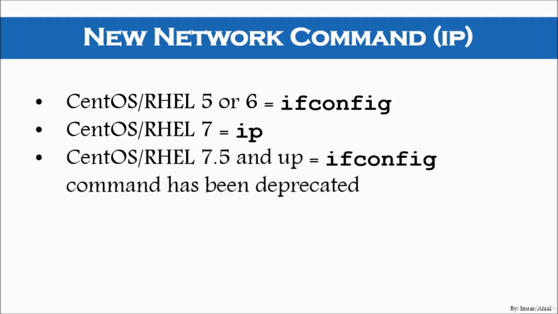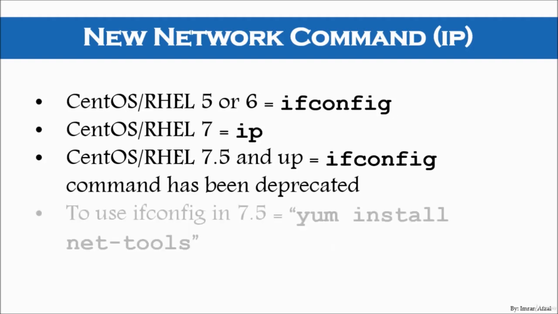So in 7.5 and up, the ifconfig command has been deprecated. So if you are at this point downloading and installing Red Hat 7.5 or CentOS 7.5, you will not have the ifconfig command on your system. You will be able to use the ip command. So use ip space a or addr to list all the available IPs or interfaces that you have.